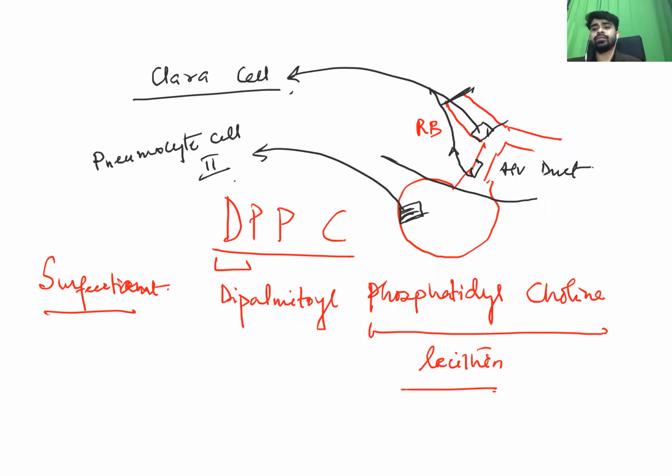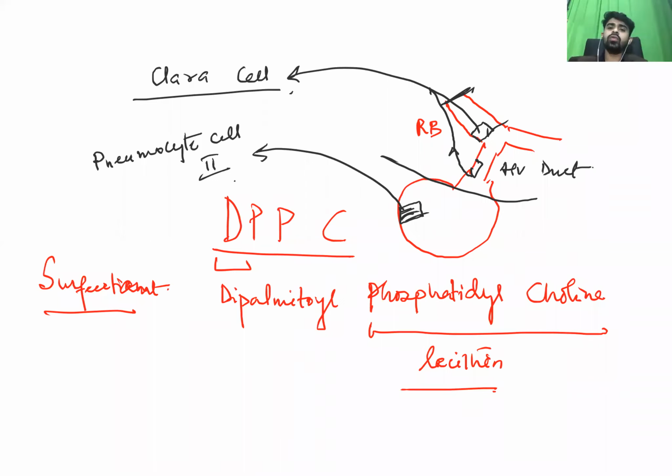Clear everyone? Yes. Sir, do you have any doubt? No, sir. Do you have any confusion? No, sir. Okay, all right, nice. So pneumocyte cell, Clara cell, this is something we have covered.